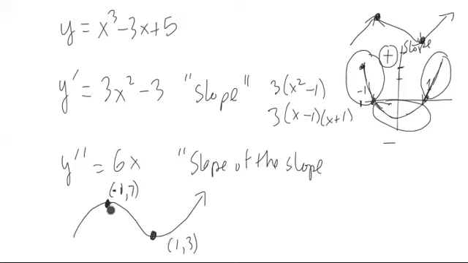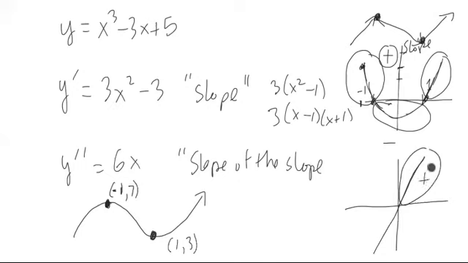Now, let's see if the second derivative could give us any more data. Well, maybe at first it doesn't quite when we graph it. See, its graph of 6x just looks like this. If we look at this, this is like slope of slope. So this is positive, which means the derivative is increasing.